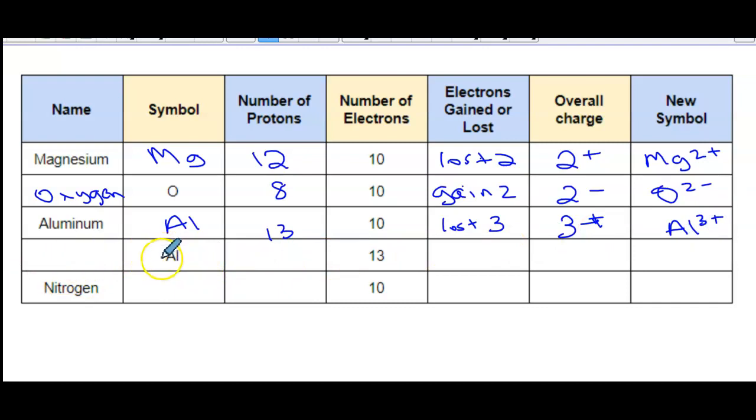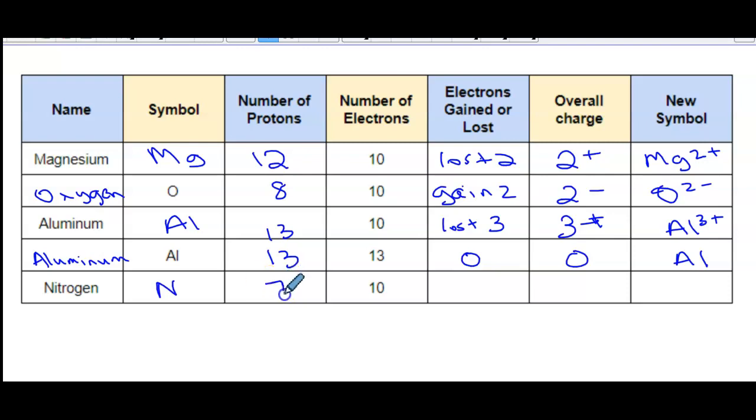Okay, so this is aluminum again. It has 13 protons. This one has 13 electrons, so it's not lost or gained anything. So its overall charge is 0, and it's just going to be Al for the symbol. Symbol has not changed. Nitrogen symbol is N.